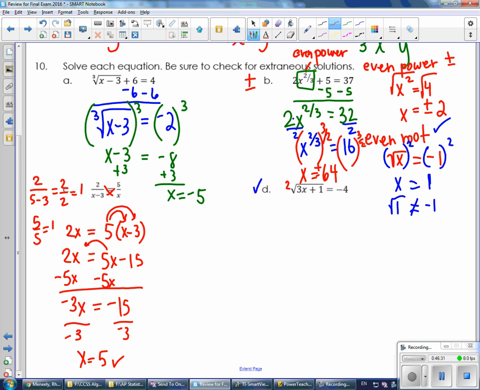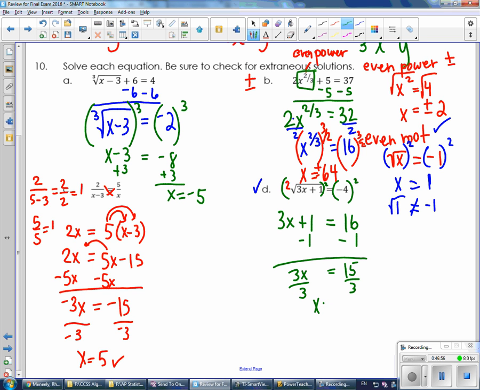In letter D, the quantity that involves x is already isolated. So if I want to undo my square root, I'm going to square both sides. Make sure you put the negative 4 in parentheses before you square it. So the square and the square root undo each other. I have 3x plus 1, and that's going to equal 16. If I subtract 1, I get that 3x equals 15. And if I divide by 3, I get that x is equal to 5.